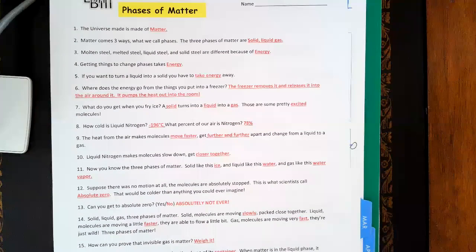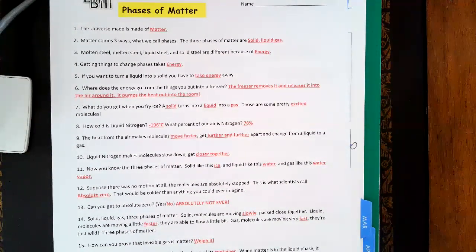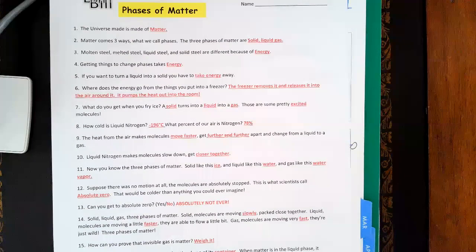How cold is liquid nitrogen? It's negative 190 degrees Celsius. What percent of air? Our air is actually 78% nitrogen, which is kind of crazy. The heat from the air makes molecules move faster, and they get farther and farther apart and change from a liquid into a gas.